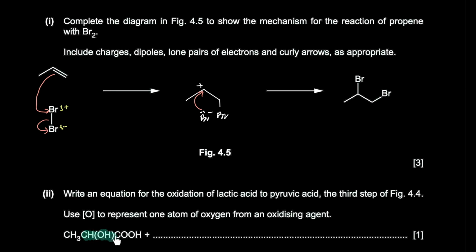Now what we're doing is removing 2 hydrogens from lactic acid. We're going to say this plus [O], oxygen in square brackets, gives us CH3COCOOH. So again, the secondary alcohol is oxidized to a ketone, and the 2 hydrogens are removed. Those 2 hydrogens are taken away by the oxygen, so we get H2O. Again, this is a simplified equation. You don't need to know the full equation. You can just write the simplified equation for the oxidations of primary and secondary alcohols.